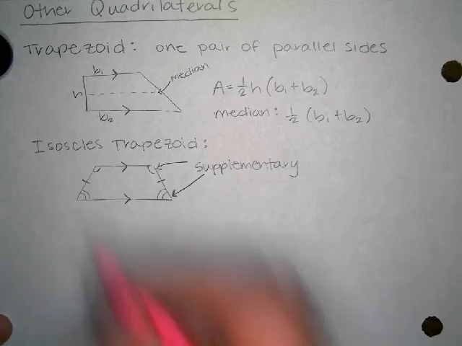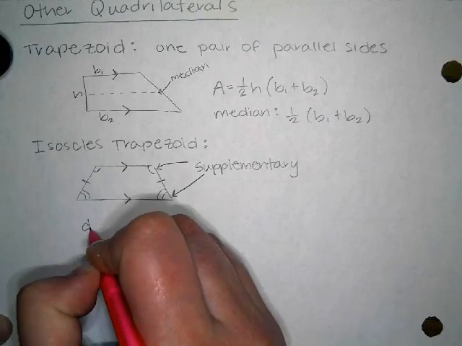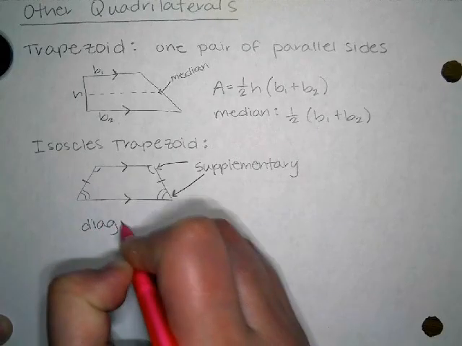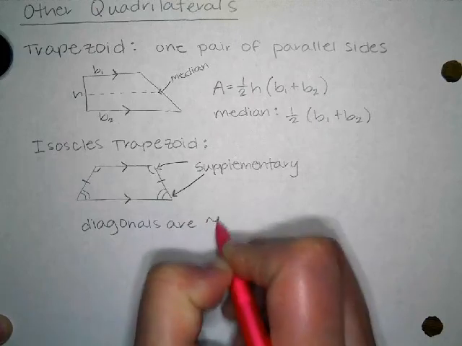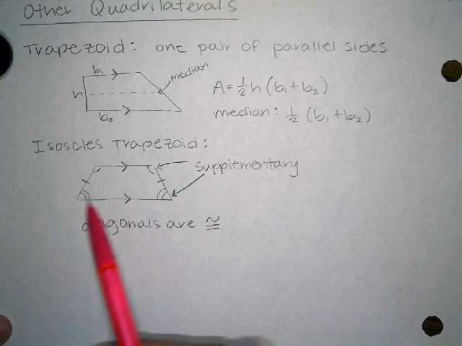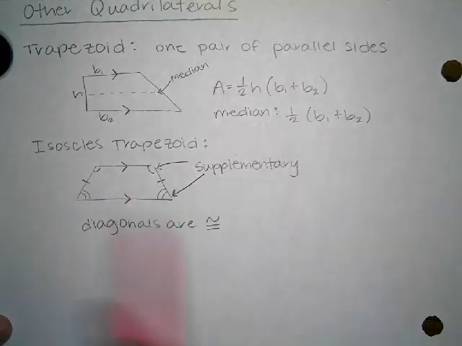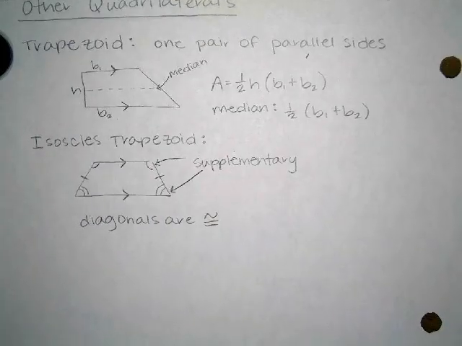And I'm not going to draw it in the picture because the picture is going to get really complicated, but the diagonals are also congruent. So this diagonal right here is congruent to this one right here. I guess saying both of them are congruent is redundant. One diagonal wouldn't be congruent to anything. Okay, so that's an isosceles trapezoid.